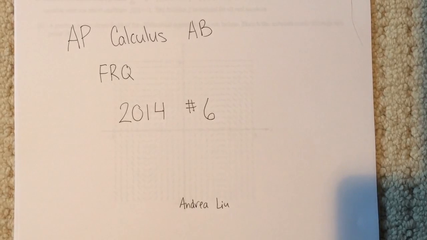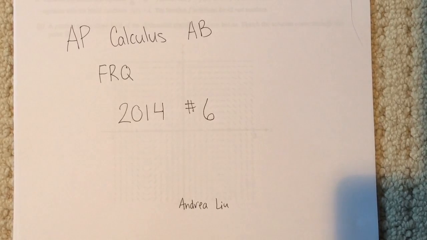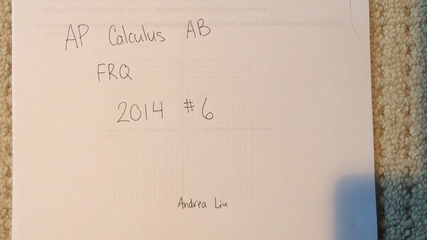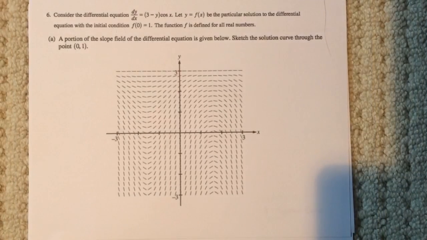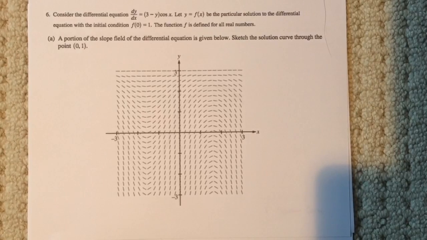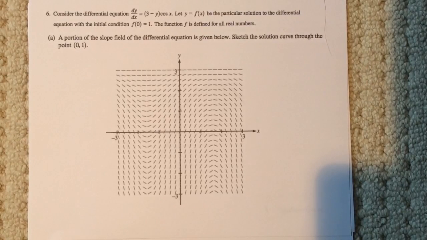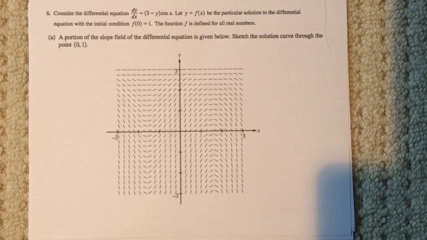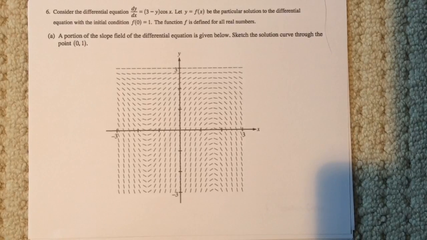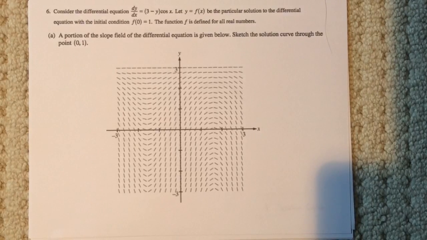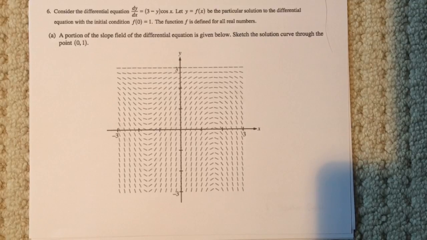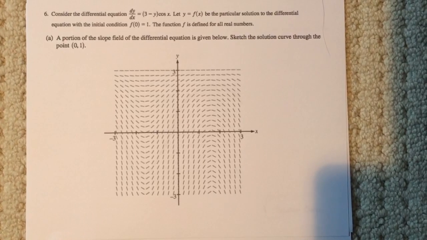So today I'm going to be telling you guys how to solve the AP Calculus AB FRQ from the year 2014, number 6. The number 6 tells us to consider the differential equation dy/dx equals (3 minus y) times cosine x. Let y equal f of x be the particular solution to the differential equation with the initial condition of f of 0 equals 1. The function f is defined at all real numbers.